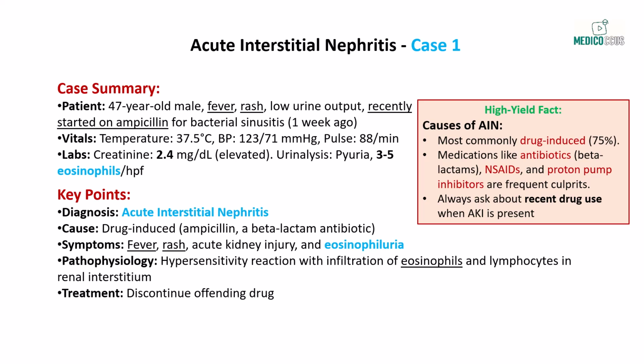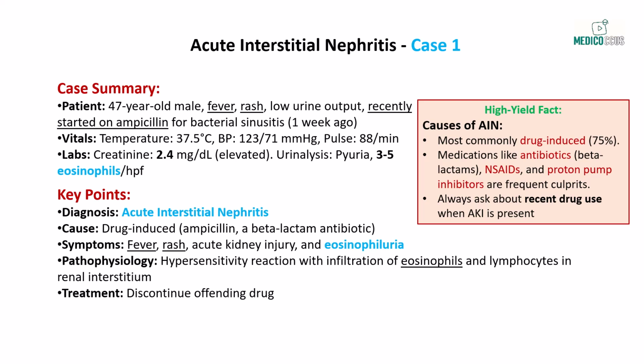Well, acute interstitial nephritis is a hypersensitivity reaction that primarily affects the renal tissue between kidney tubules, leading to inflammation and edema. This patient's kidney injury is likely due to a drug reaction, specifically from ampicillin, a beta-lactam antibiotic commonly implicated in acute interstitial nephritis. Now, how exactly does this damage occur?